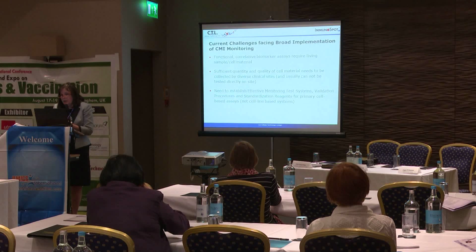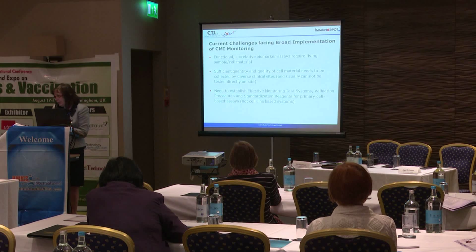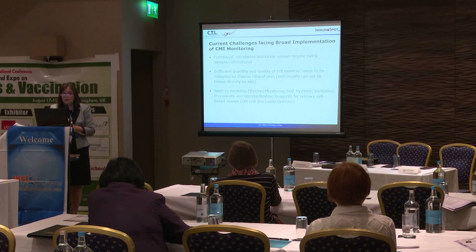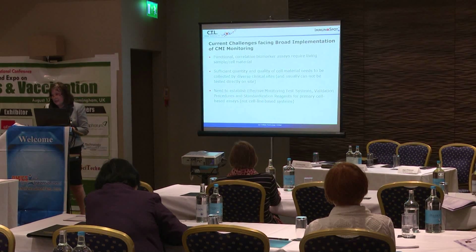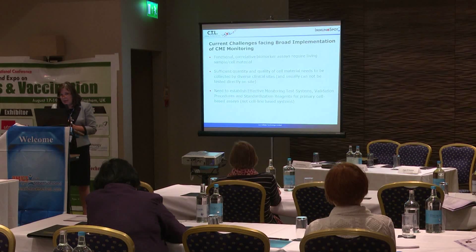So then when we want to measure the implementation of these responses in cell-mediated immunity, we need functional correlative biomarker assays that require living sample and cell material to measure this. This cell material needs to be sufficient in quality and quantity to be collected at the clinical site, and most of the time it cannot be directly tested by the clinical sites themselves. So you will need laboratories which can handle living materials.